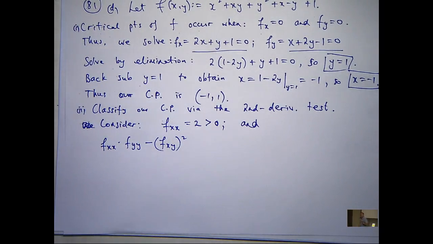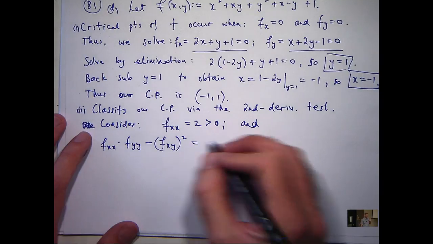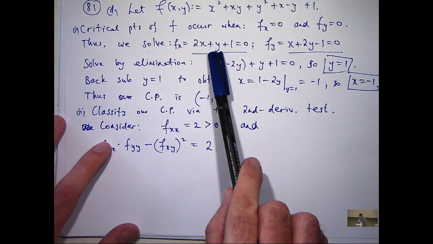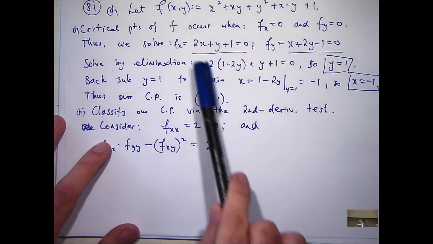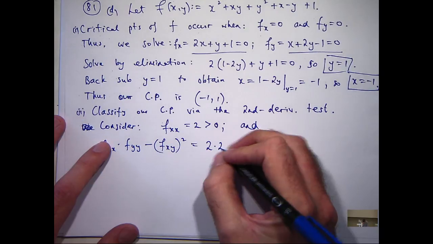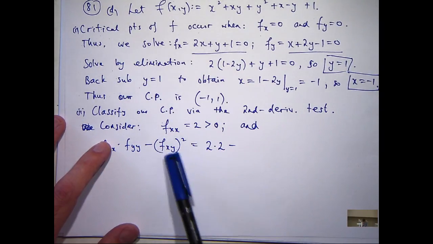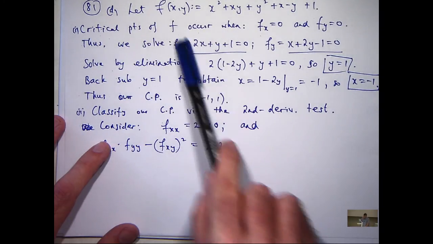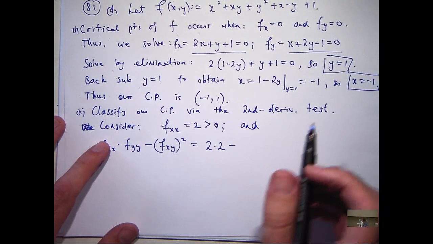So f sub xx is 2. We just calculated that from above. F sub yy, what's that going to be? It's going to be something like 2, sorry. F sub xy, well, differentiate that with respect to y. I'll get something like 1.